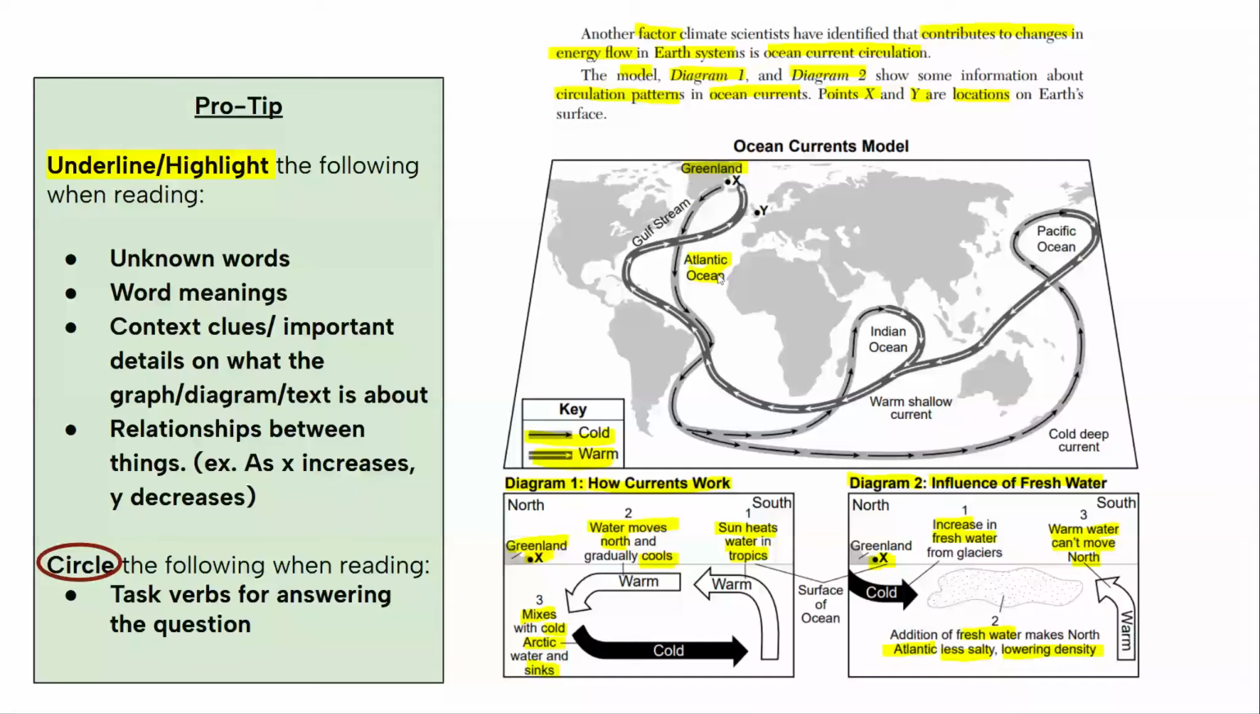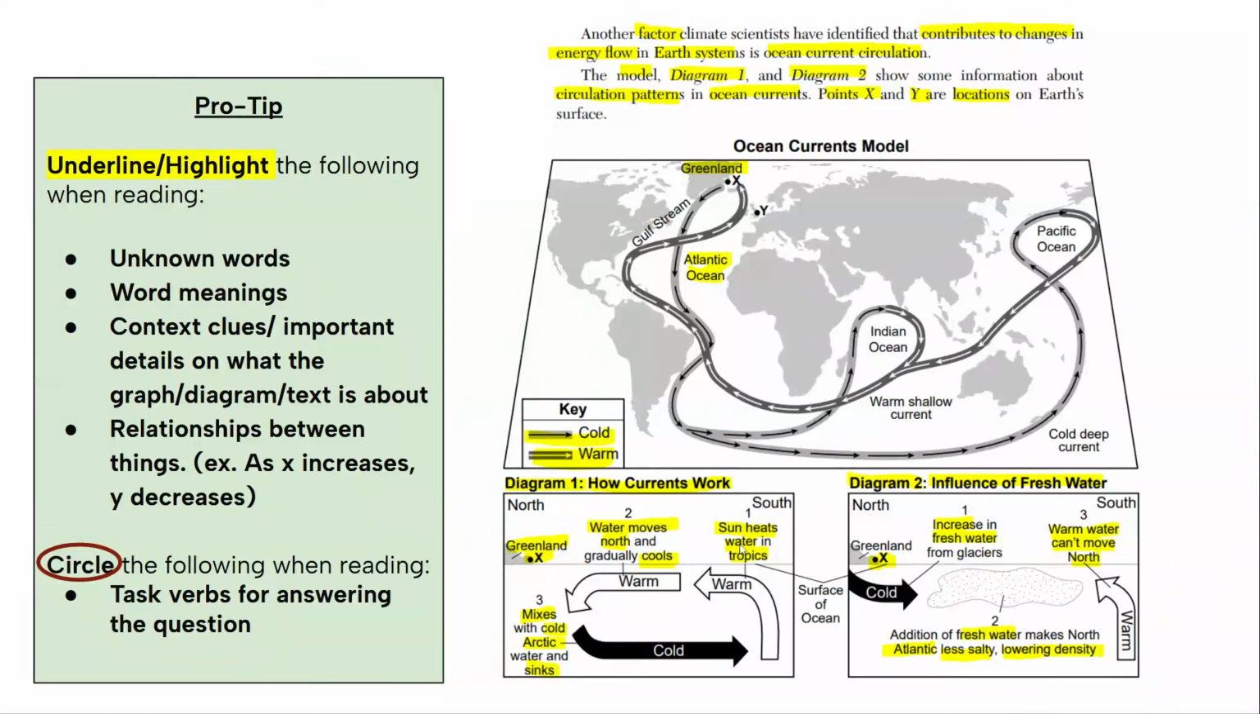So I'm also going around here and seeing what the diagram's about right now. So I see Greenland, and I see Greenland here. I'm going to highlight that. It's next to X, which we talked about before. And let's also highlight some of these labels over here. So it seems that they're labeled.